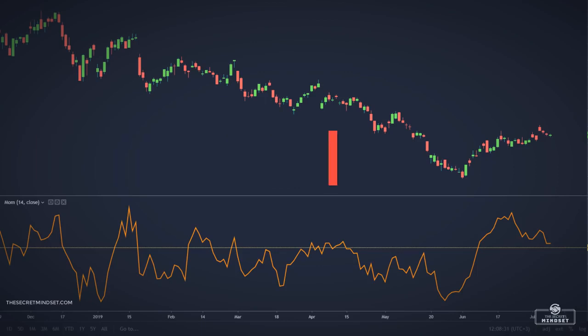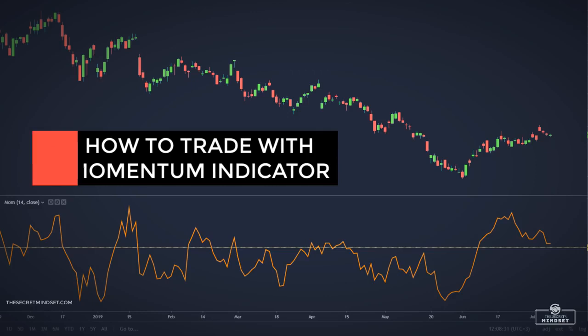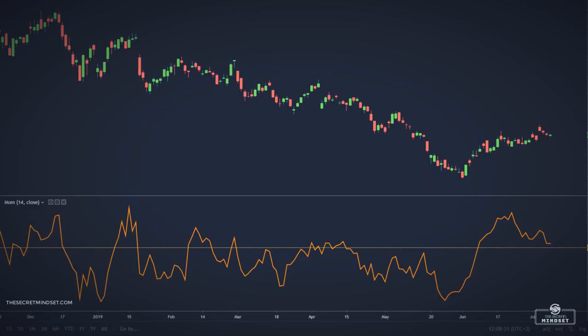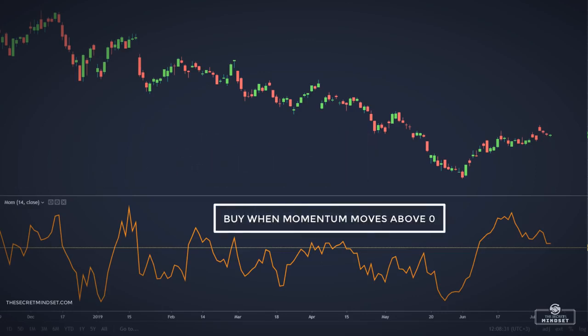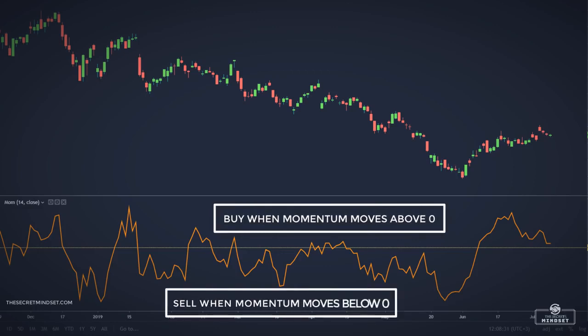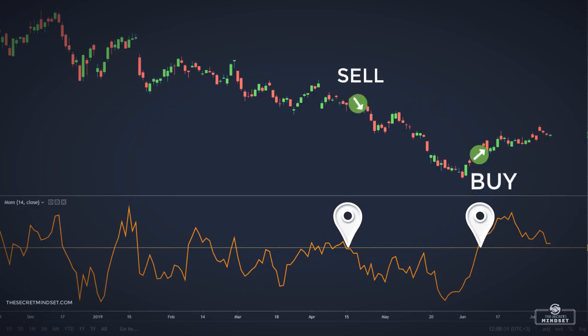Now let's see how to trade with the momentum indicator. One of the most common ways in which traders use the momentum, but not a smart way, is to take signals when the oscillator crosses the 0 level. So when the momentum indicator crosses above 0, a buy signal is generated, and when the momentum crosses below 0, a sell signal is generated. If we analyze this Tesla chart, we might get fooled by the last two valid signals generated by the momentum indicator. As most indicators during trending conditions, the indicator will offer good signals.